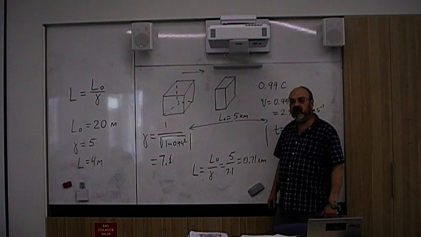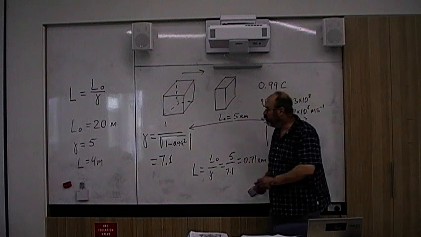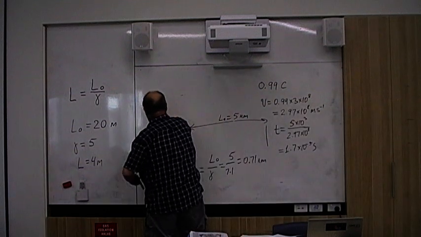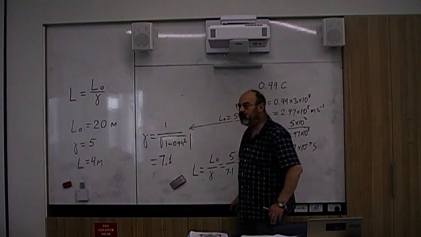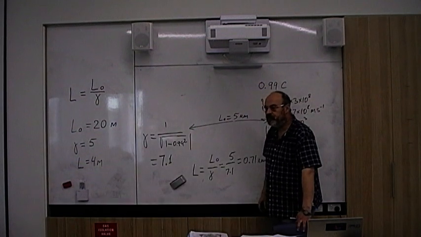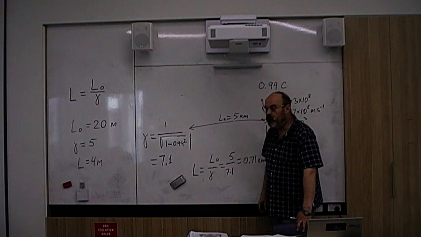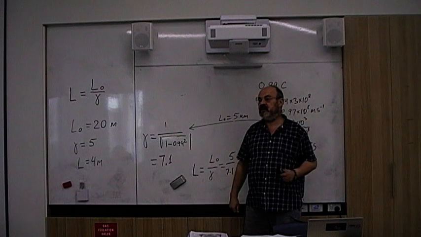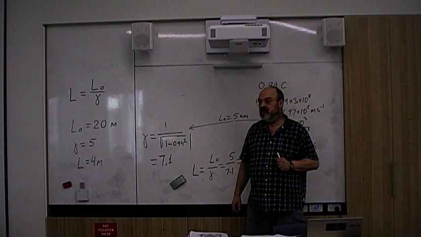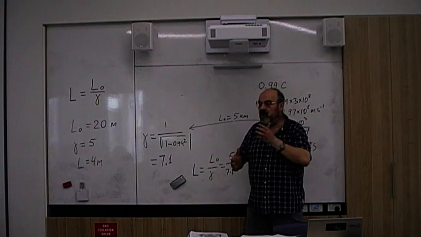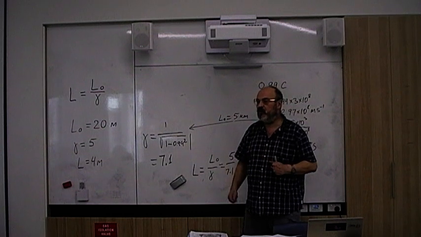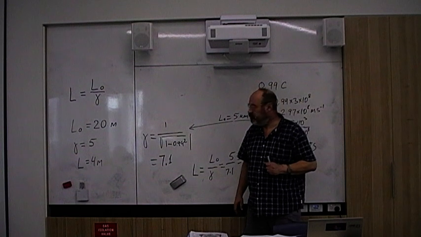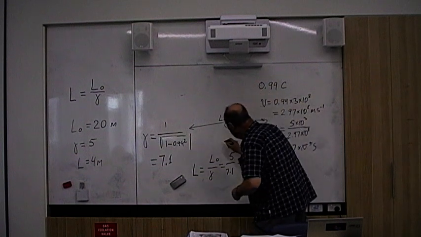Now let's calculate the proper time. The time that we calculated is the dilated time. You said that the proper length is 5 kilometers. Yes, because it's measured by the scientist who is stationary relative to that accelerator. When you're stationary relative to something that you measure, that's a proper length. The scientist is stationary.